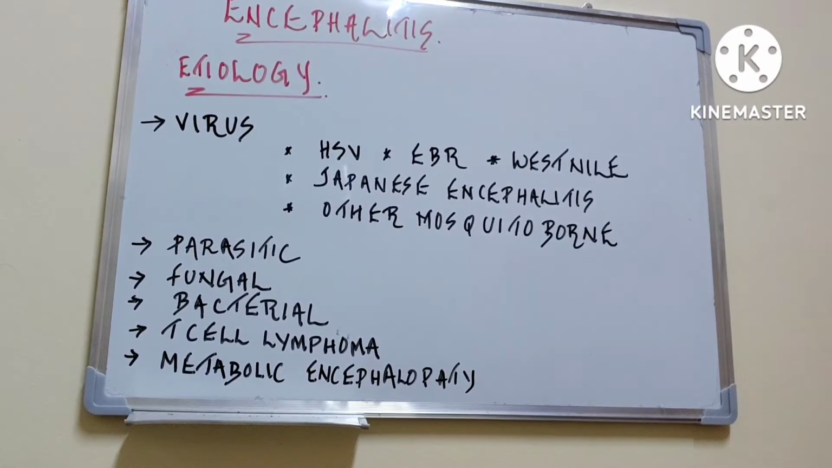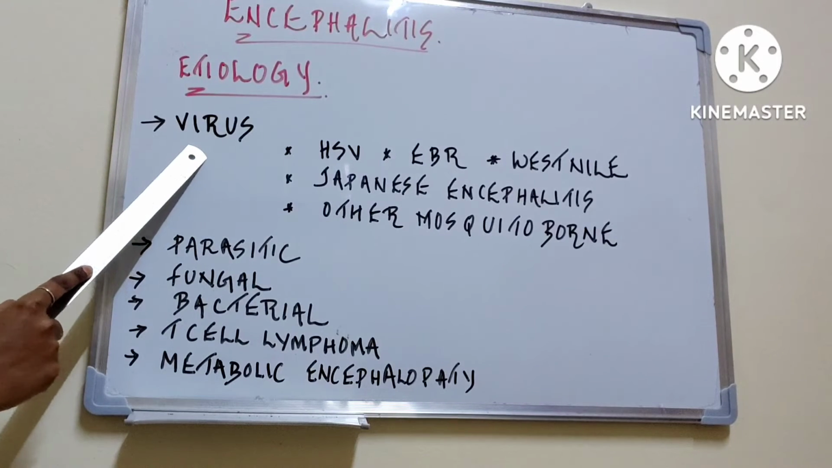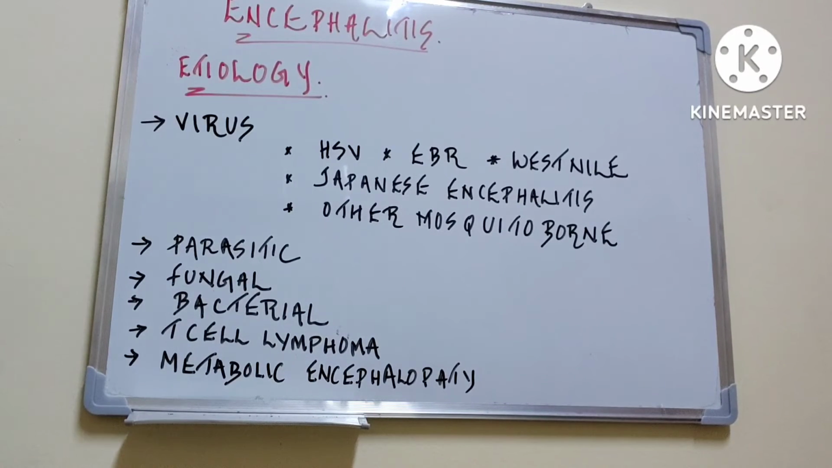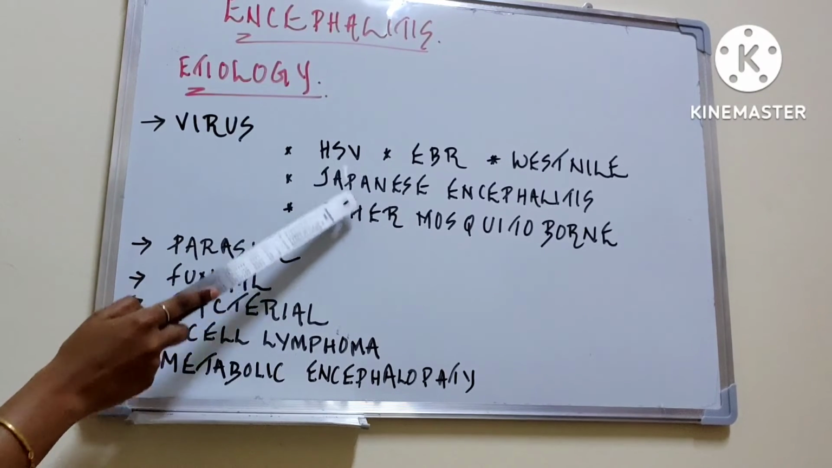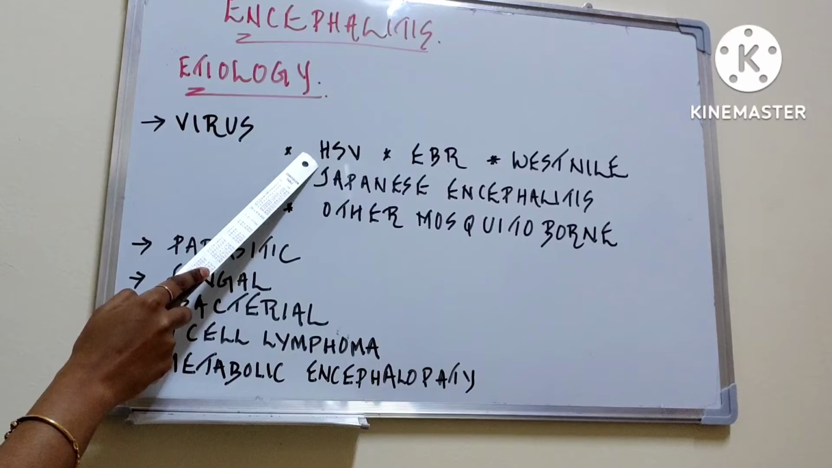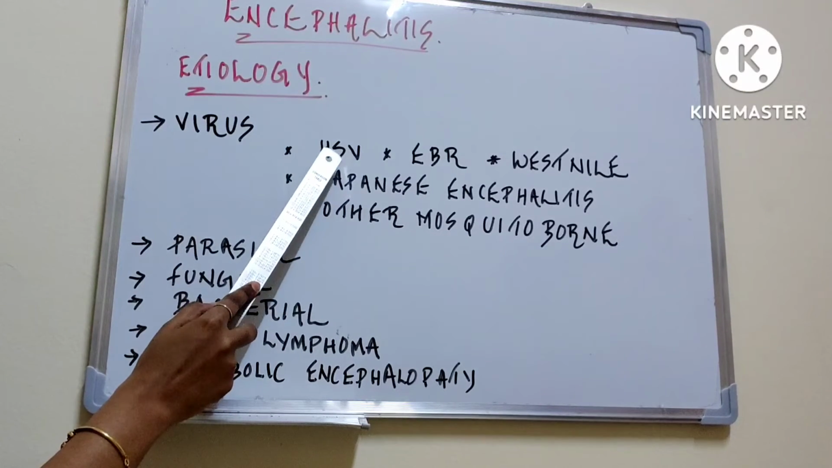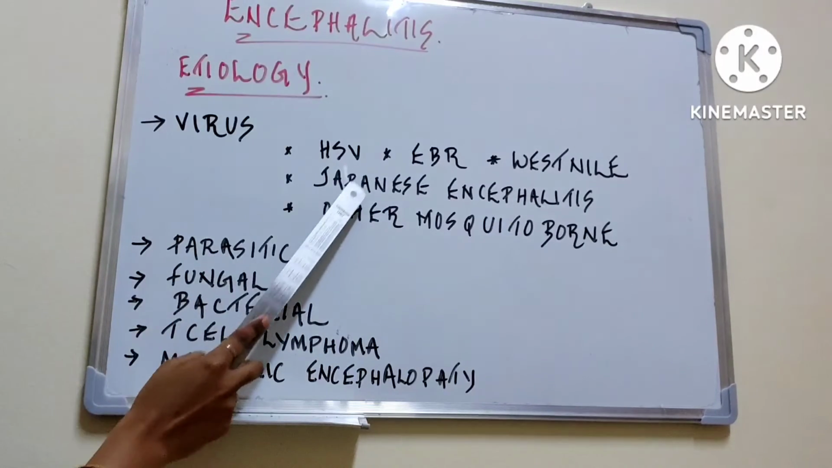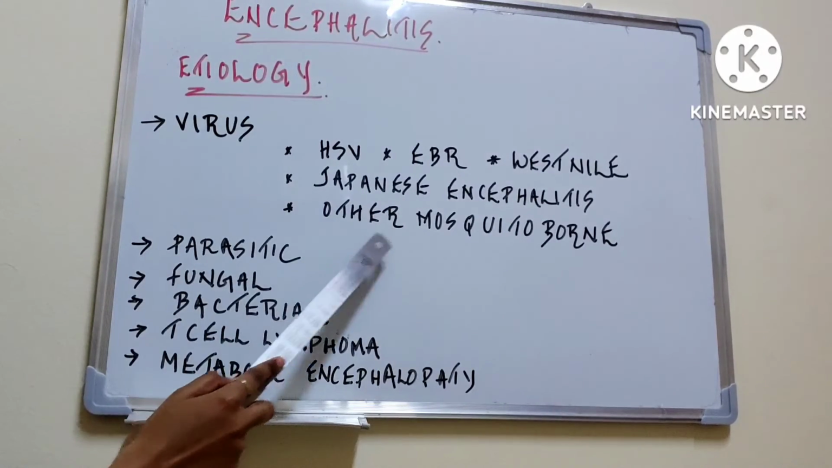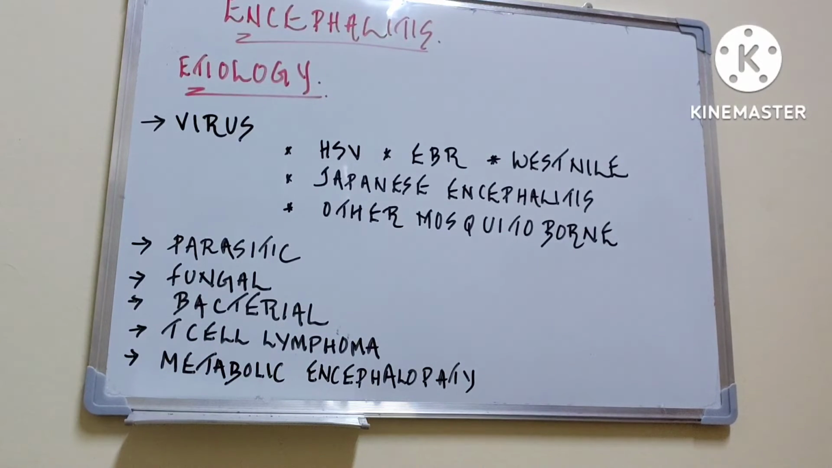So next we can see the etiology of encephalitis. The major cause for encephalitis is virus. Under virus, there is a group of viruses which are the major causative factors of encephalitis. One is HSV, herpes simplex virus, Epstein-Barr virus, West Nile virus, Japanese encephalitis, and other mosquito-borne viruses. Other mosquito-borne viruses include dengue, Zika virus, etc.